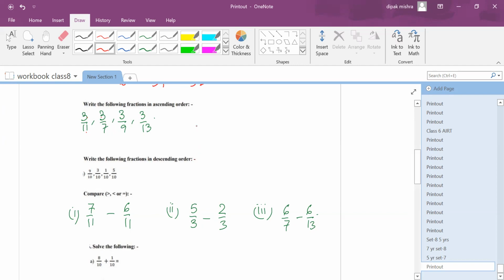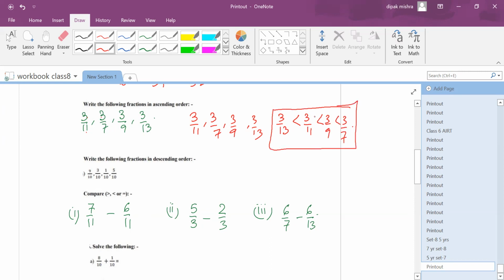Okay. So if I compare it, it will be 3 by 11, 3 by 7, 3 by 9, 3 by 13. So if you see it over here, I have to place the lowest first for ascending order. Ascending order will be 3 by 13, then 3 by 11, then 3 by 9, then 3 by 7. So the answer for this question is 3 by 13, then 3 by 11, then 3 by 9, then 3 by 7.